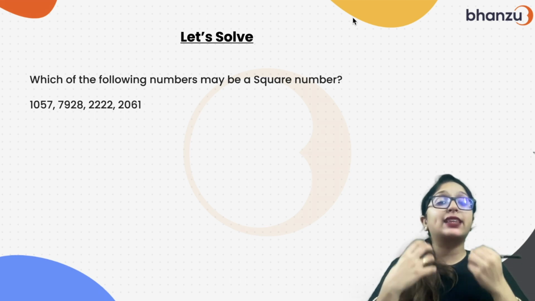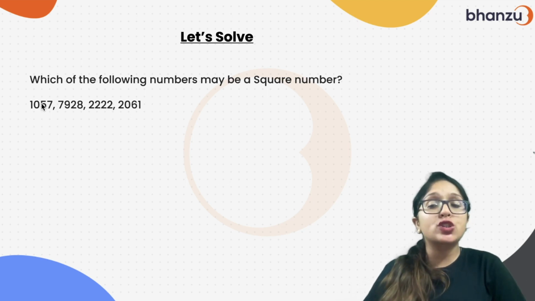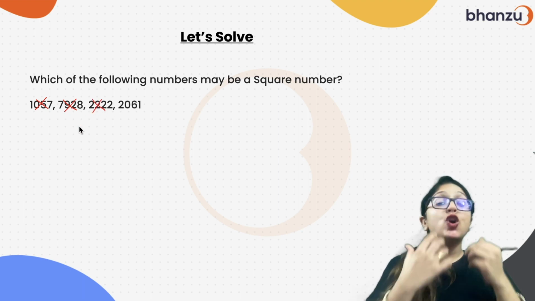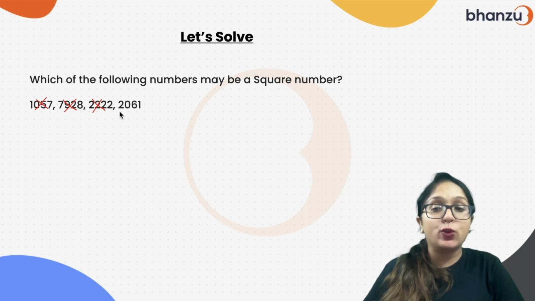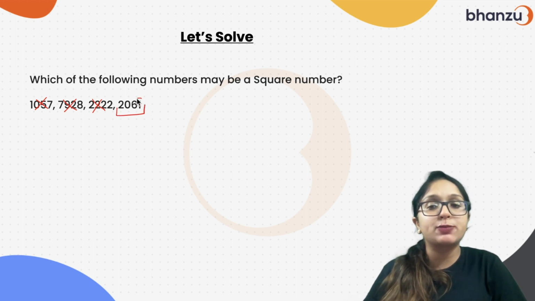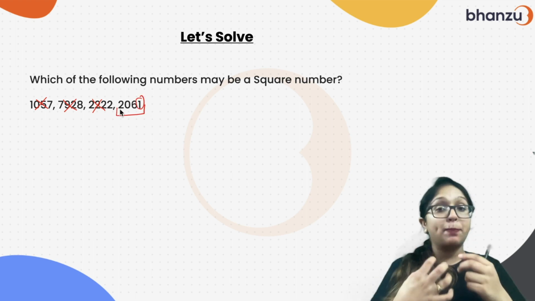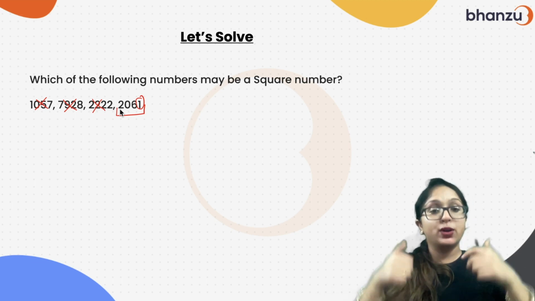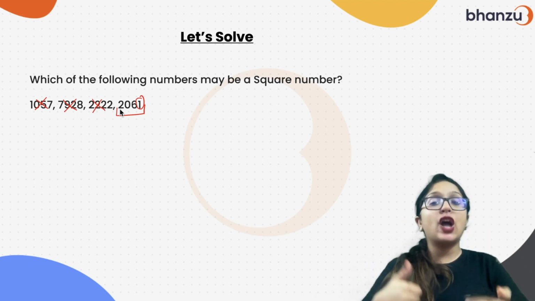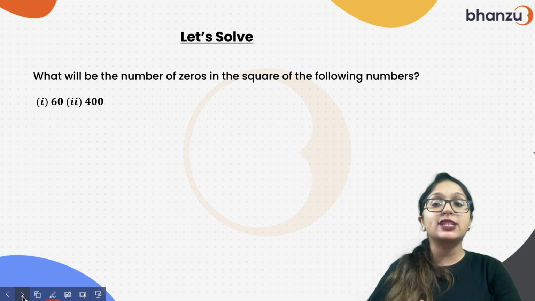And we can see that the last digit is 7. So no square number ends with 7. No square number ends with 8. No square number ends with 2. So only the last number that you can see over here, the units place is 1. Only this number may be a square number. Is that clear? Yes. Now we will quickly go ahead with the next practice question.